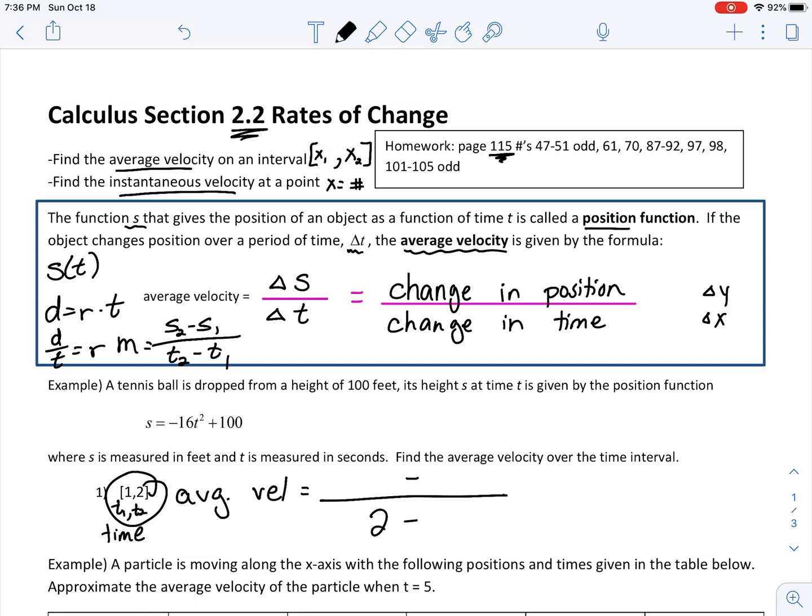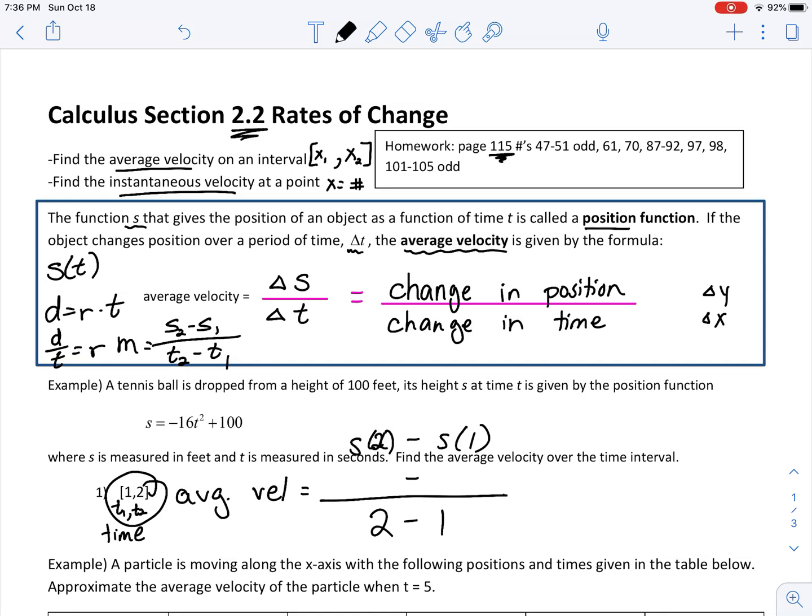Okay, so the denominator is going to be 2 minus 1, which should make sense. 1 second has elapsed. On the top there, we need to figure out what is s when t is 2. So it's like s of 2 minus s of 1. I keep writing the wrong thing, s of 1. There we go.